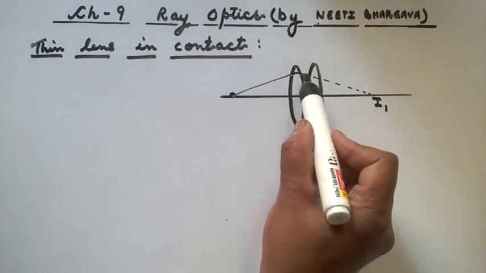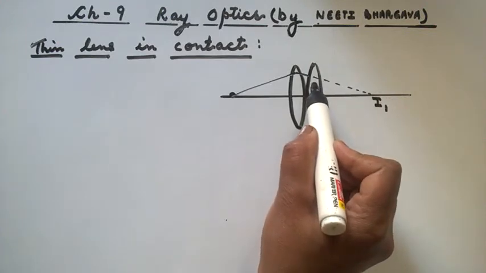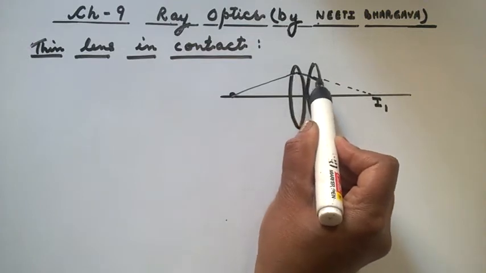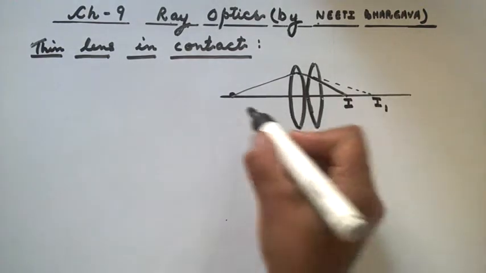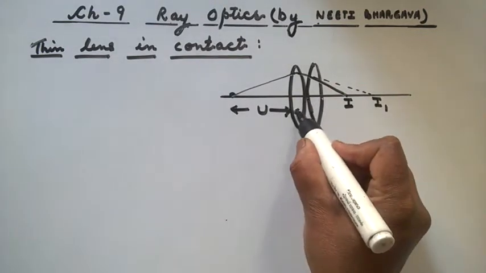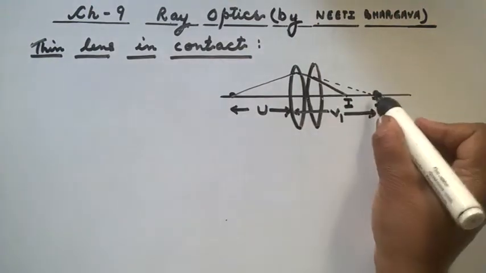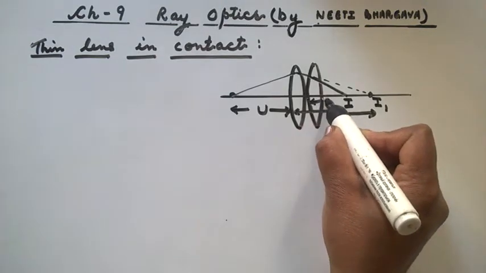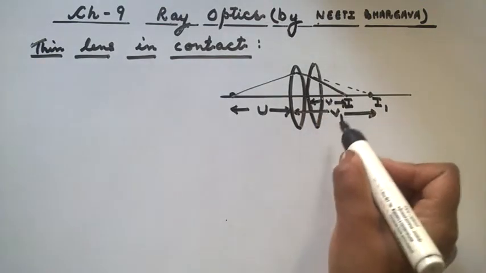And if this lens is present, now this image will become a virtual object for this second lens, and this ray will bend away from the normal and will form an image at a point on the principal axis, that is I. So here the object distance is u from the first pole, and from this first pole the image formed by the first lens is v1, and the image formed by the second lens is v, and the virtual object for this second lens is v1.